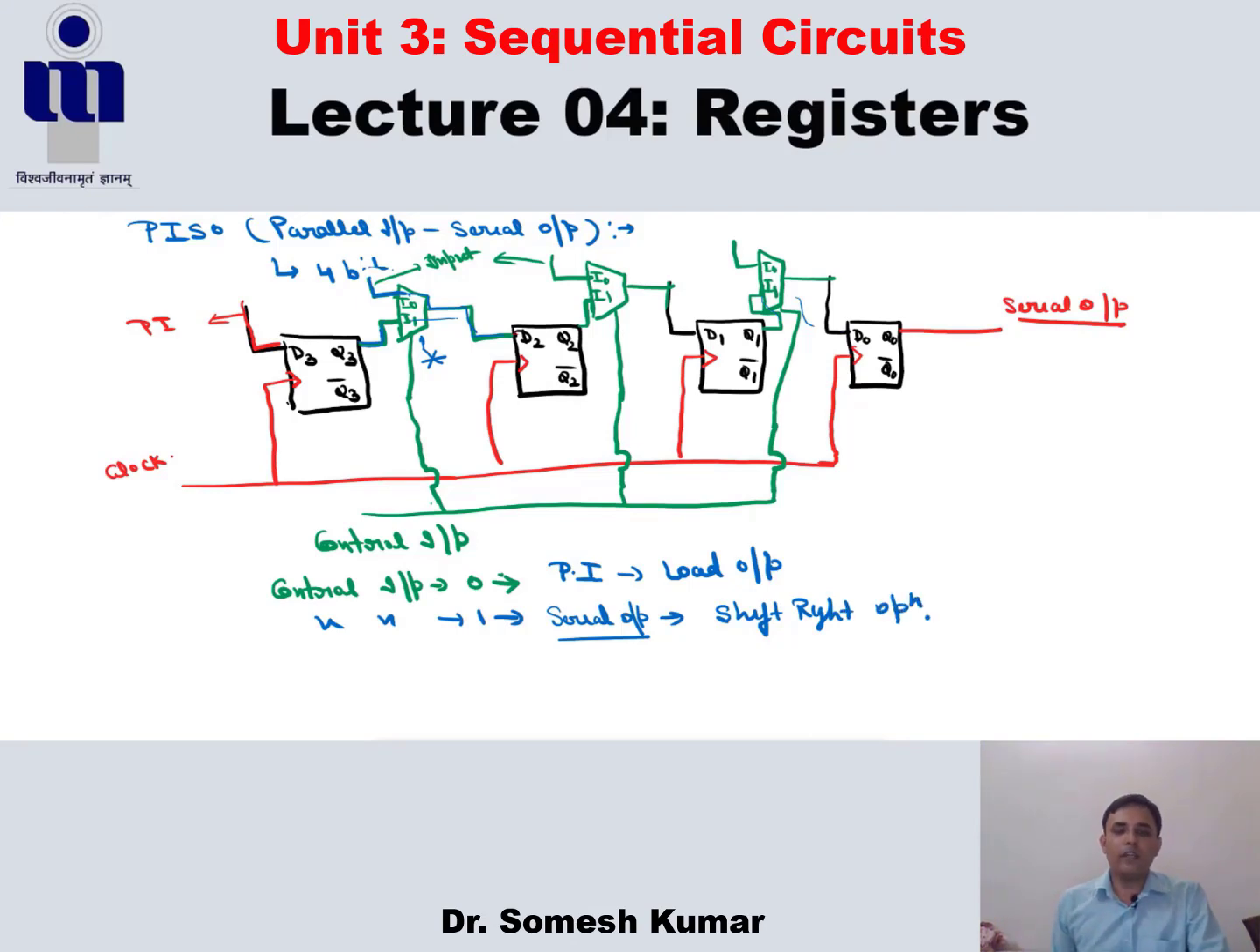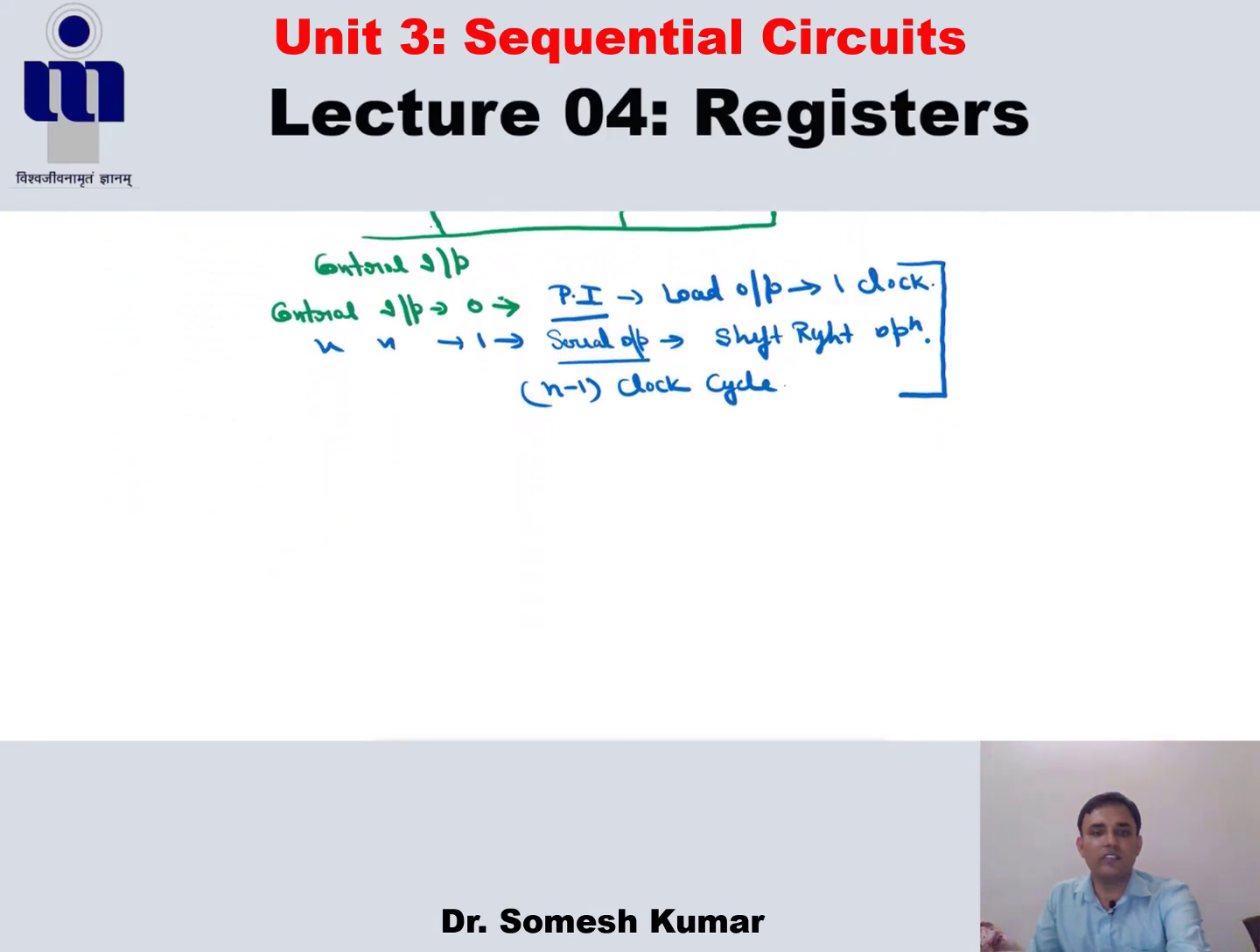So how many clock cycles are needed? For the parallel input, 1 clock cycle is needed in a 4-bit register, and for the serial out, 1 clock cycle here, the next clock cycle here, the next clock cycle. So for the serial output, n minus 1 clock cycles are needed for n-bit parallel input serial output data. So the number of cycles needed for the working of the registers is very important.